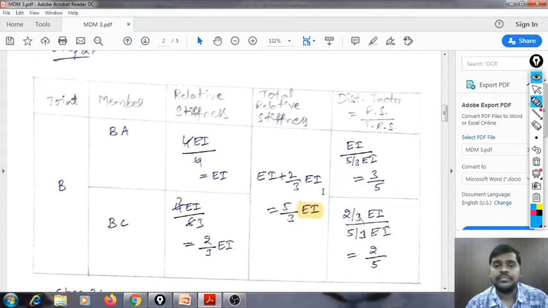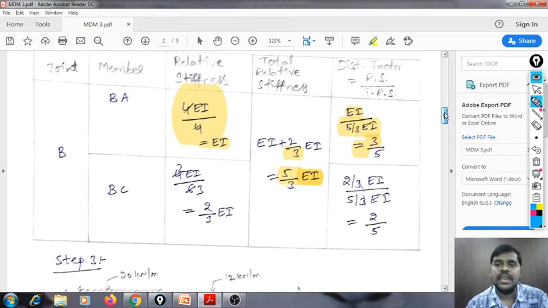Next, what is distribution factor? That is EI by 5 by 3 EI. That means relative stiffness of one member divided by total relative stiffness, that is 5 by 3 EI. So if we substitute this, we get 3 by 5. And here in the same manner it is 2 by 5.